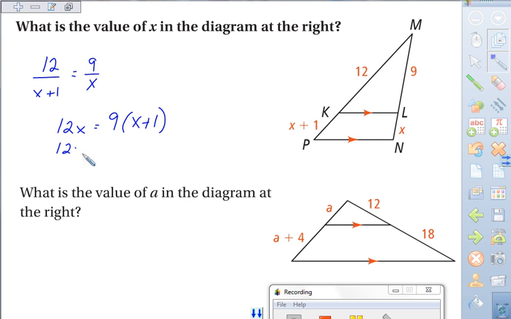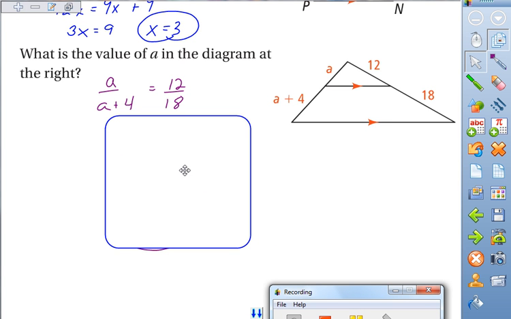Distribute. Get our letters together, subtract 9, divide by 3. So the value of x is 3. Try the problem on the bottom. Please pause the video.